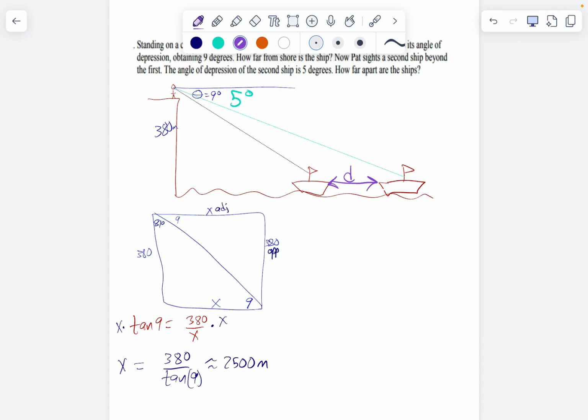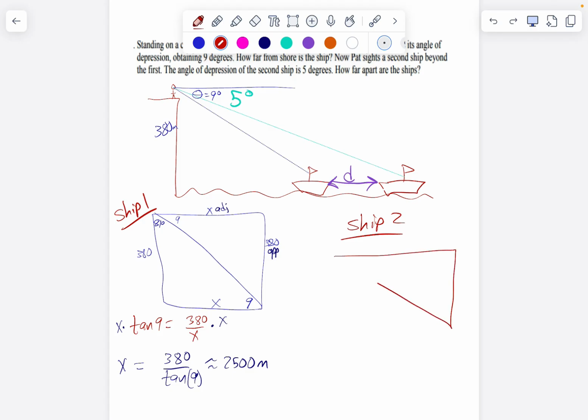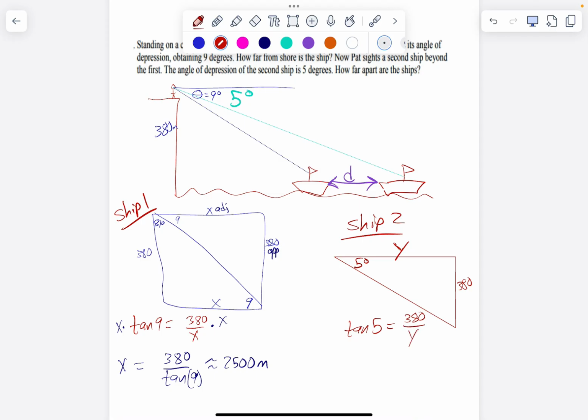How? Can we just repeat the calculation for the second ship and then subtract? Yep. Okay, so do that, please. I'm just going to work on it while you finish up because it's literally the same exact calculation, only change the 9 to a 5.